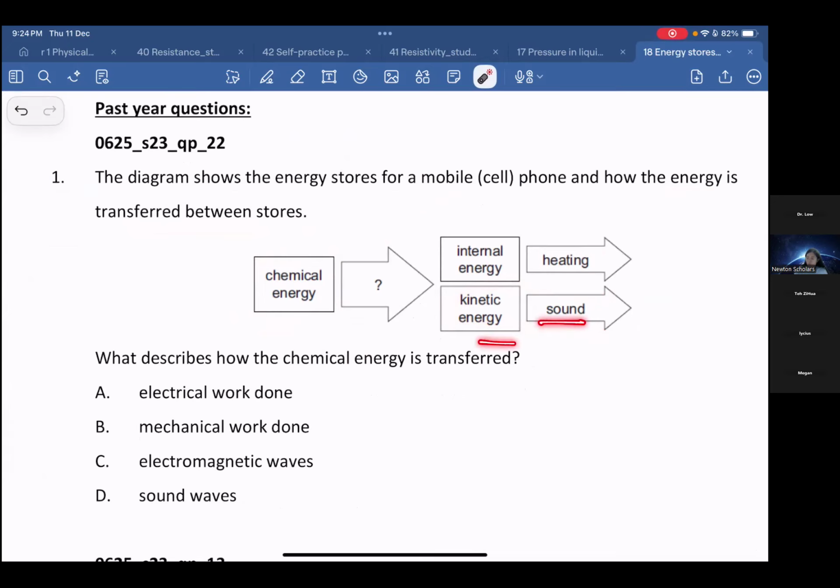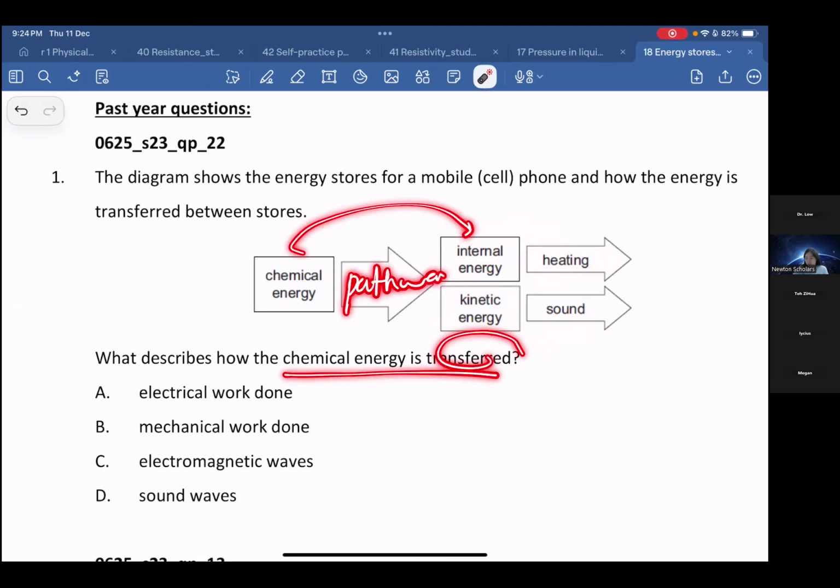Sound is because it will make the diaphragm vibrate, so the diaphragm has kinetic energy. How do we produce sound? Vibration, a wave, vibration of a wave. So the vibration is kinetic energy. Then heating is internal energy. This describes how the chemical energy is transferred, this pathway. What is their pathway?